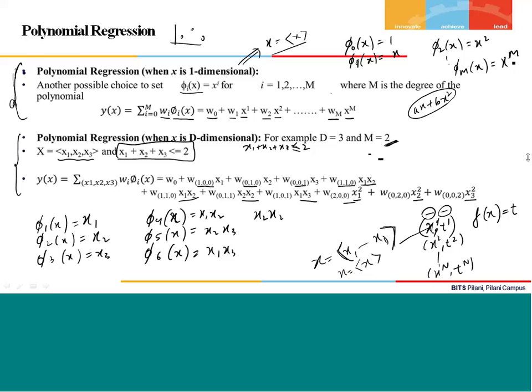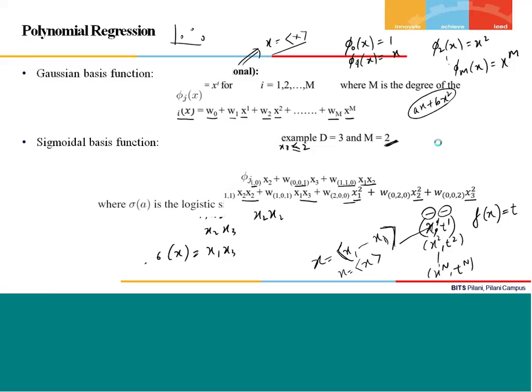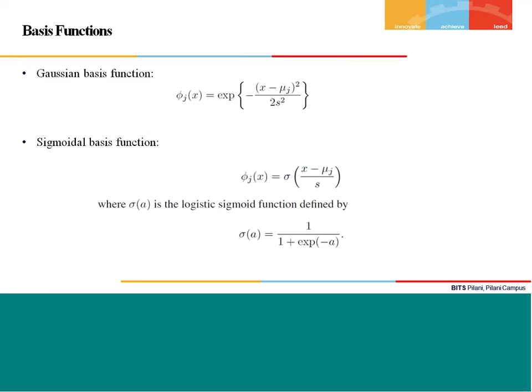Okay. So the next, these are some other kinds of basis function. For example, this is the Gaussian basis function, sigmoid basis function, and logistic basis function. So other than polynomial, you can have these other basis functions also. Right now I don't want to go into the detail because my motive is not to discuss the basis functions here, but how to use the basis function in linear regression.